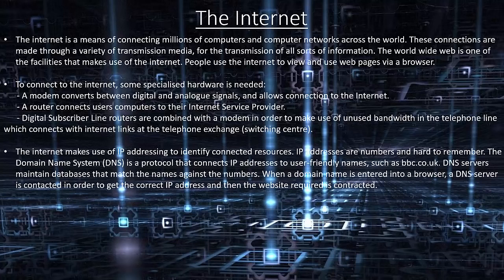The Internet makes use of IP addressing to identify connected resources. IP addresses are numbers and hard to remember. The domain name system, DNS, is a protocol that connects IP addresses to user-friendly names, such as bbc.co.uk. DNS servers maintain databases that match the names against the numbers. When a domain name is entered into a browser, a DNS server is contacted in order to get the correct IP address and then the website required is contacted. A URL is a Uniform Resource Locator, a standard user-friendly way of describing a resource on the internet.